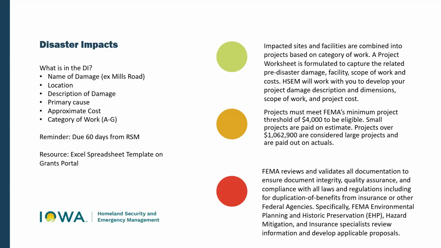Projects must meet FEMA's minimum project threshold of $4,000 to be eligible. You can have multiple damage items in a project, so it's that project total. Again, small projects by FEMA are paid on estimate, so this could be an estimate that you provide, that we help you put together, or that FEMA provides for the work that needs to be done. Projects over $1,062,900 are considered large projects, and those are paid out on actuals.